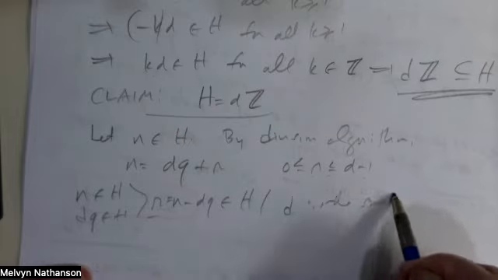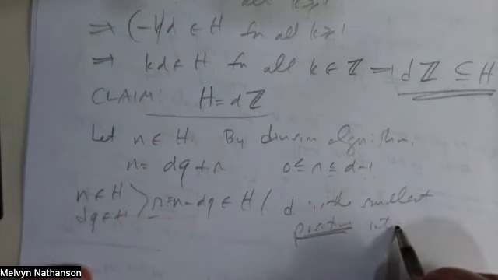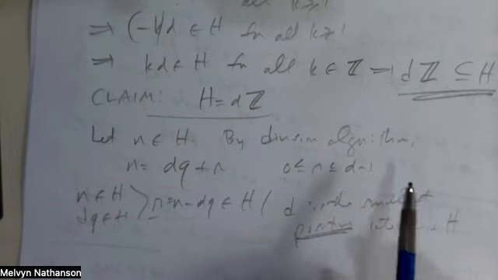But R is between 0 and D minus 1, right? D is the smallest positive integer in H. Remember, positive means greater than 0. So R is strictly smaller than D. R is at most D minus 1. So R is not positive. That means R has to be 0. If R is 0, N is D times Q. So N is in DZ. So every element of H is contained in DZ. And I have DZ is contained in H, and H is contained in DZ. Two sets are equal if each is a subset of the other. So H is D times Z. And that is the end of the proof.